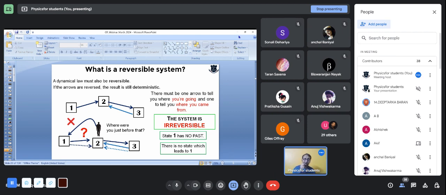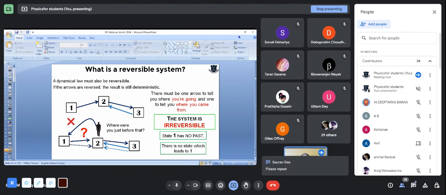Are you getting my point, all of you? Or is it a little bit confusing? Shall I repeat it? Yes, sir, please repeat. What I am telling is that suddenly, if there is a person who is standing at point number 2, that person has got no past. That means the person does not know where he has come from. But the person can tell where I will go from 2 to point number 3.